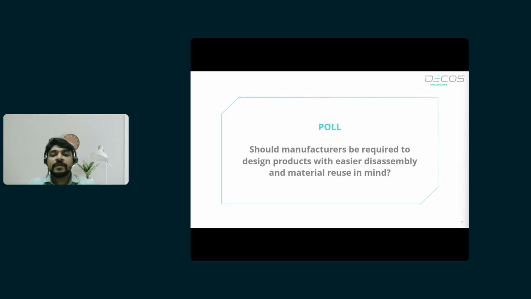So it looks like most people have their own answers. So the answer is yes. This would encourage more circular economy and reduce waste.